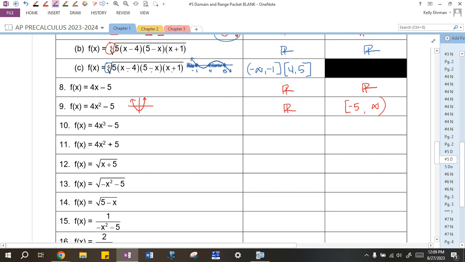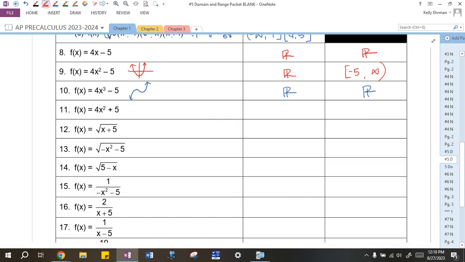What if we make it 4x cubed minus 5? That's a cubic, right? Now I'm not being very accurate with my graph here, but we can plug anything we want in for a cubic and we'll get anything out as well. What about number 11? 4x squared plus 5. Instead of shifting the parabola from 0, 0 down, it shifts up. I can plug anything in, and I'm going to get the vertex to infinity out. The vertex is at +5.